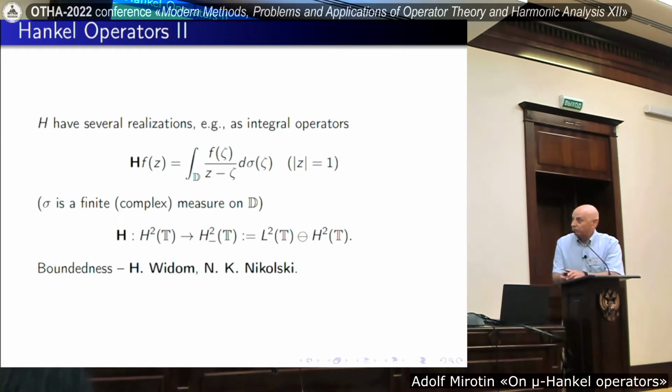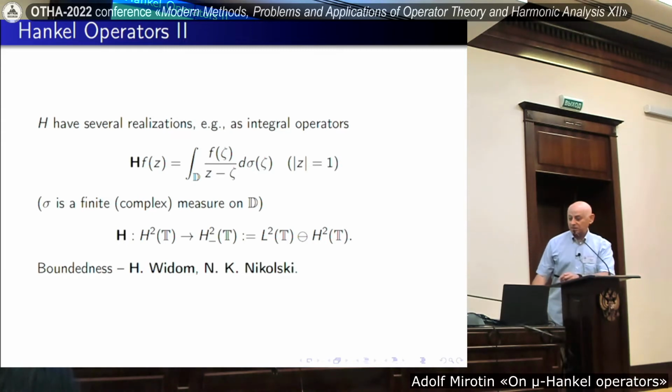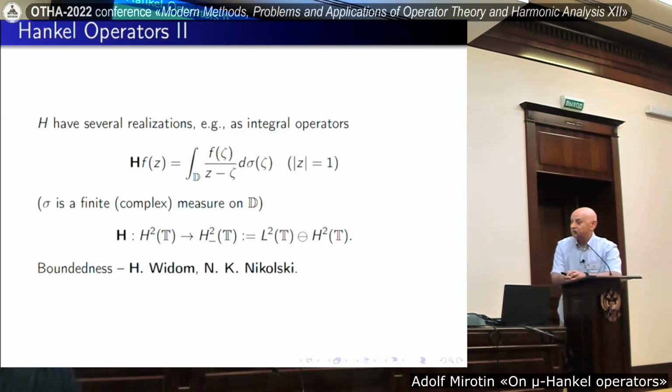In particular, the following integral operator H between the Hardy space H2 on the circle T and its orthogonal complement H2 minus on the circle T looks as follows. Here, sigma is some fixed bounded measure on the complex plane supported in the open disk D. The dependence of the boundedness of this operator on the properties of the measure sigma was studied by Vidum, Nikolai Kapitonich Nikolsky, and others.